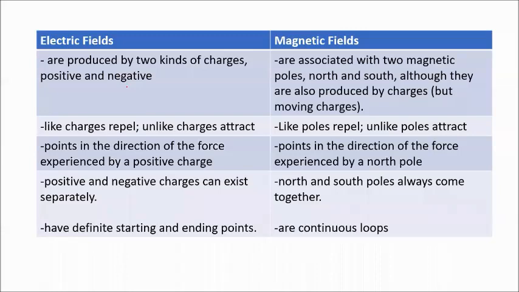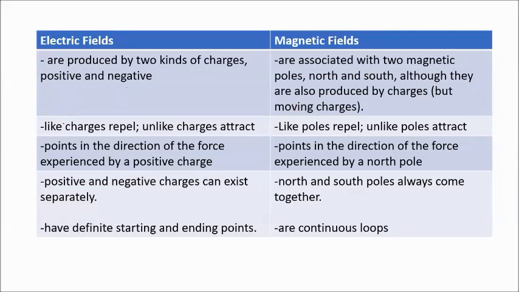Now, let us see the differences and similarities of electric fields and magnetic fields. Electric field produced by two kinds of charges, the positive and negative. While magnetic fields are associated with two magnetic poles, the north and south, although they are also produced by charges, but moving charges.